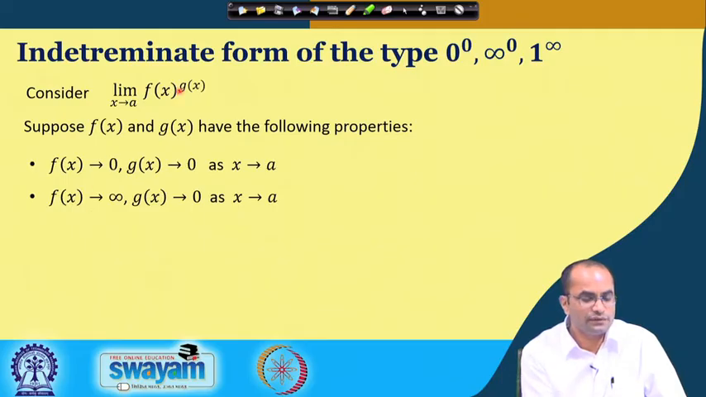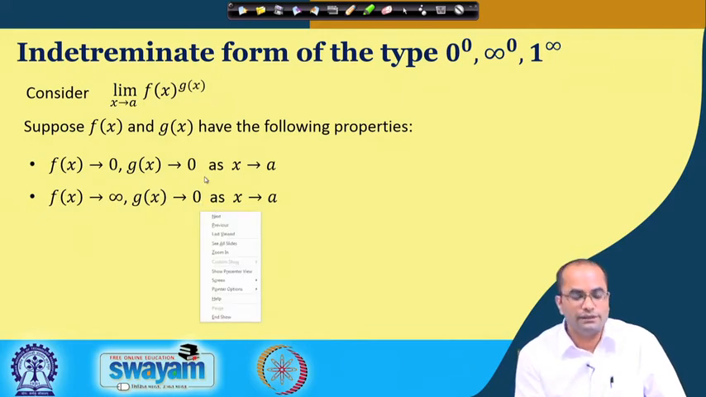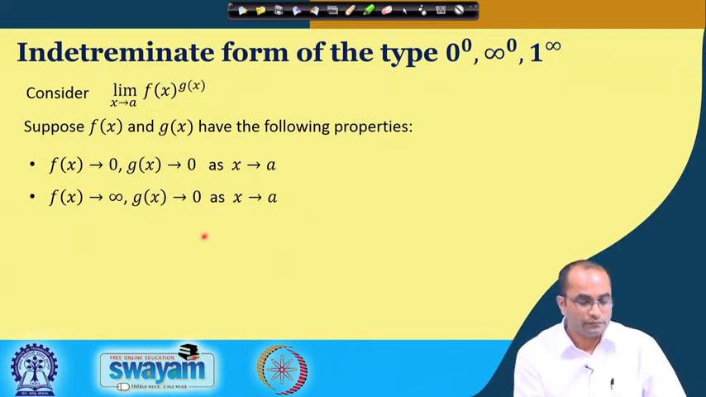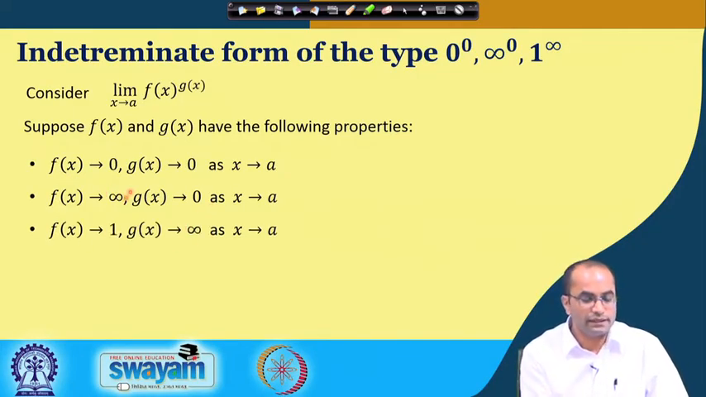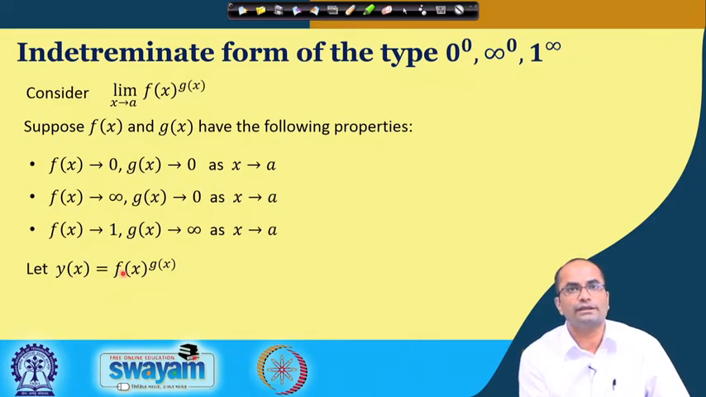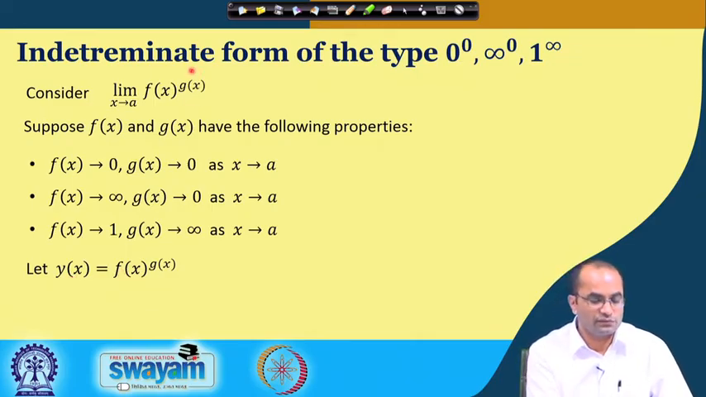In the second case, we will consider that f(x) goes to infinity and this g(x) goes to 0. So, in this case we have the infinity power 0 form. In the third case, f(x) goes to 1, so we have 1 here and this g(x) goes to infinity. So, 1 power infinity, the third form. In all these cases we consider a new function here, y as f(x) power g(x).